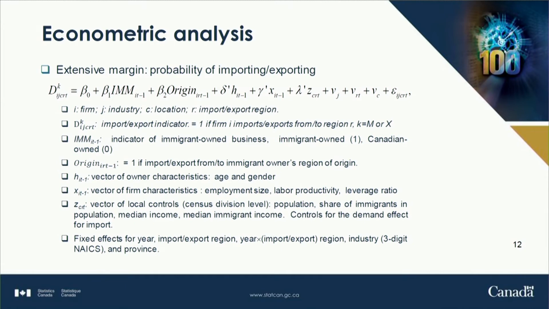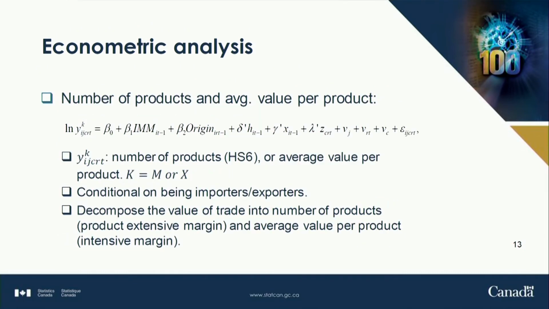Also, we include a bunch of fixed effects to control for the GDP of the source country and the change in the exchange rate over time between Canada and the other country. Then we condition on your import-export: we look at the number of products you actually import-export, and also the average value you import-export. So basically, we run almost the same equation; we just change the dependent variable to the number of products and the average value.